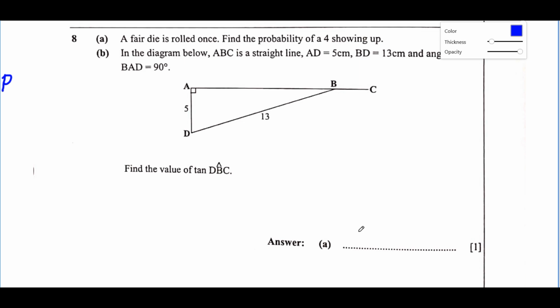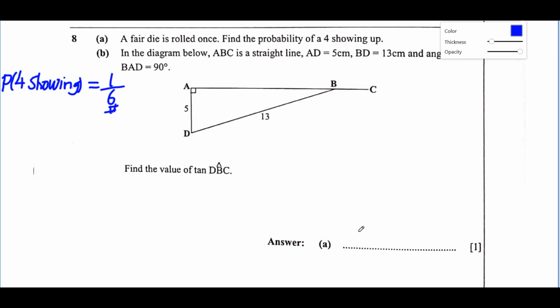So you say probability of 4 showing up is equal to, so we only have 1 over 6. So the point is, for a question dealing with a die, the probability is always 1 over 6. So you don't have to say 4 over 6 now, because there is only one chance of giving us a 4. Right, so we move on to question B.